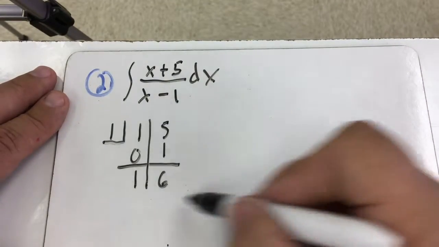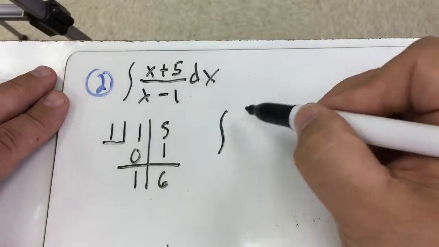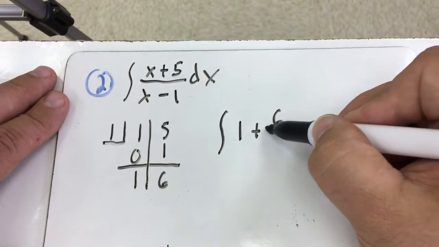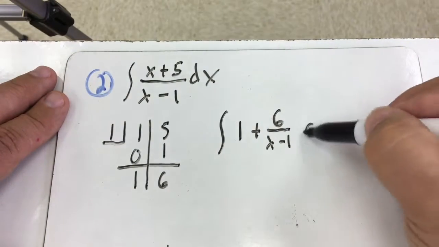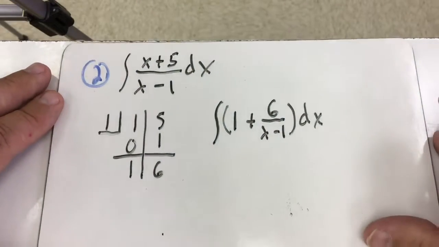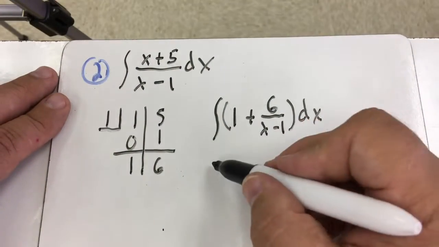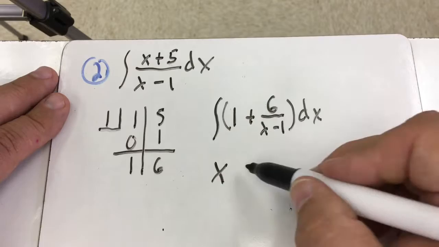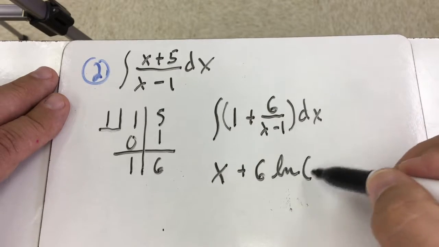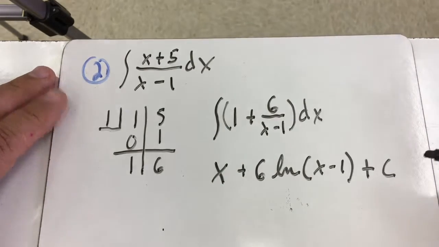So my new expression is going to be the integral of 1 plus 6 over x minus 1 dx. The antiderivative of that is not too difficult. It's going to be the antiderivative of 1 is x. The antiderivative of 6 over x minus 1 is going to be plus 6 ln x minus 1. And don't forget the plus c.